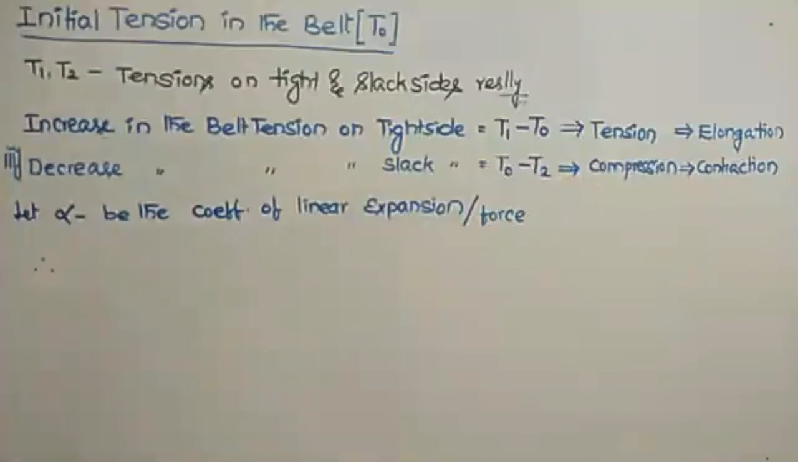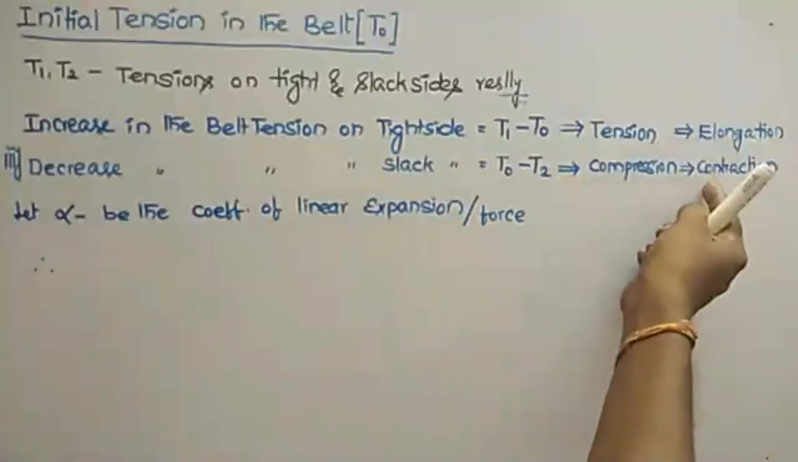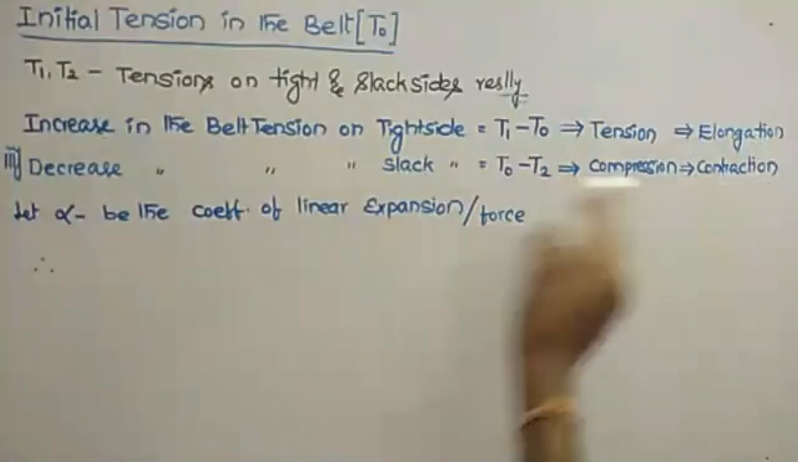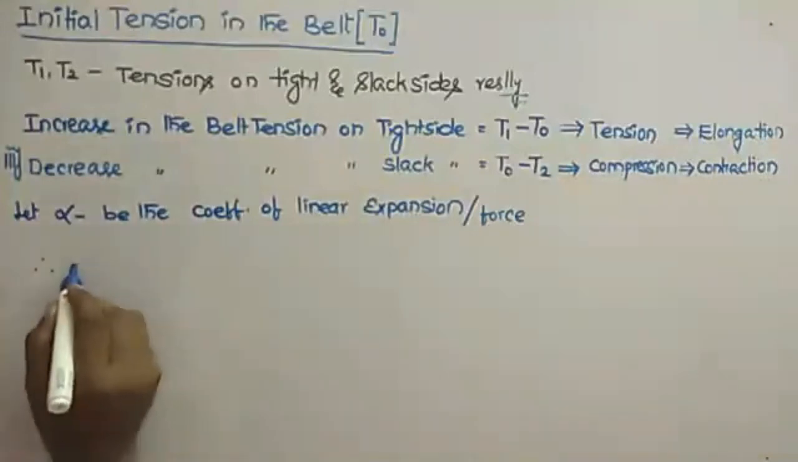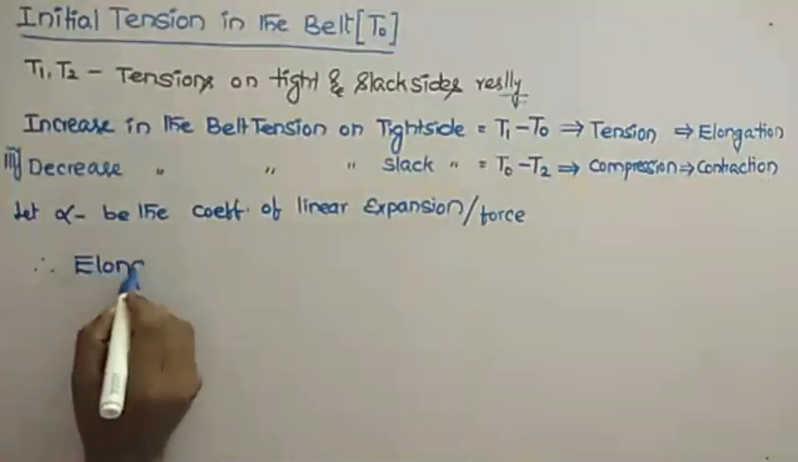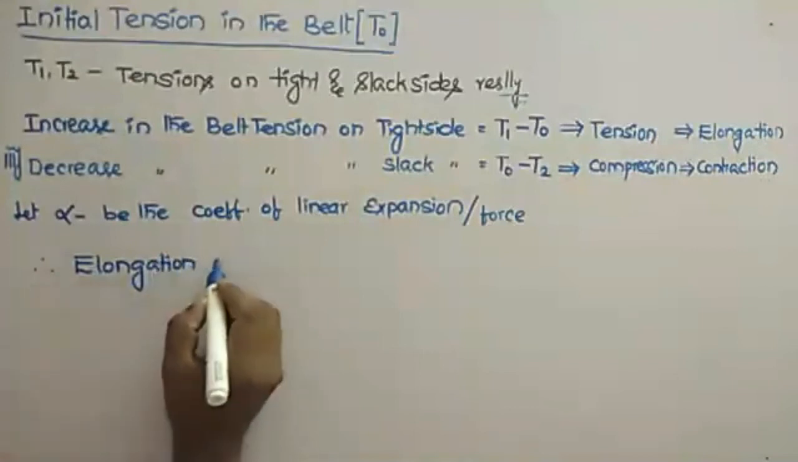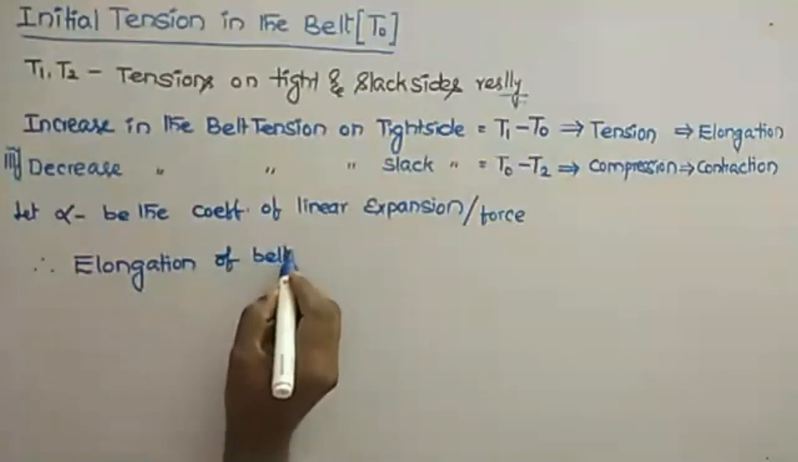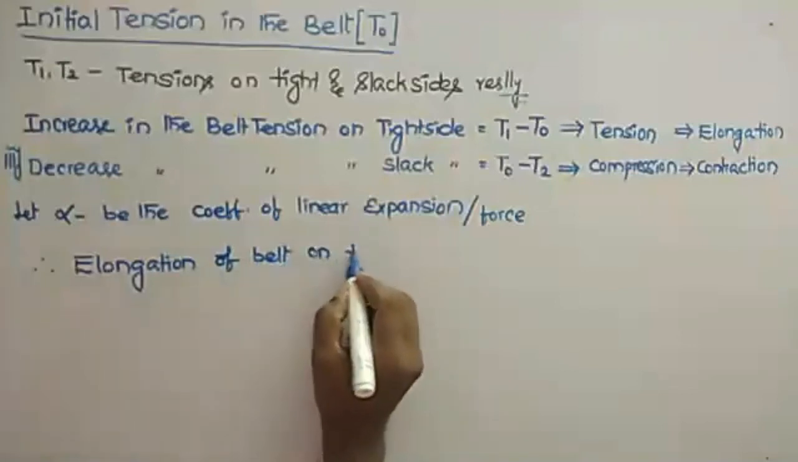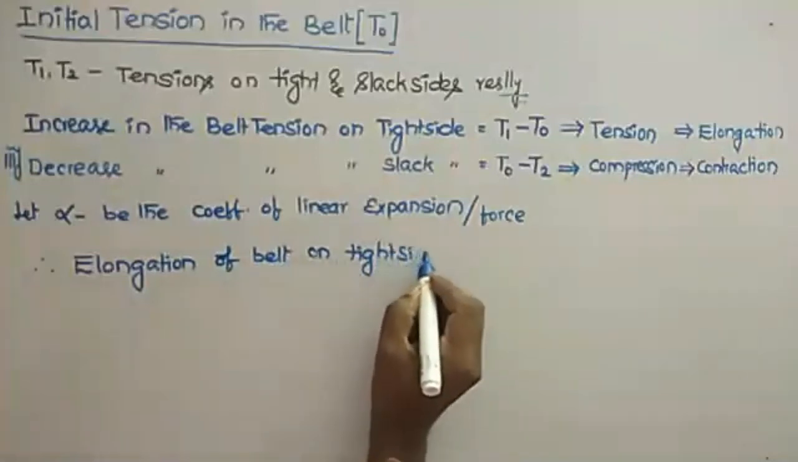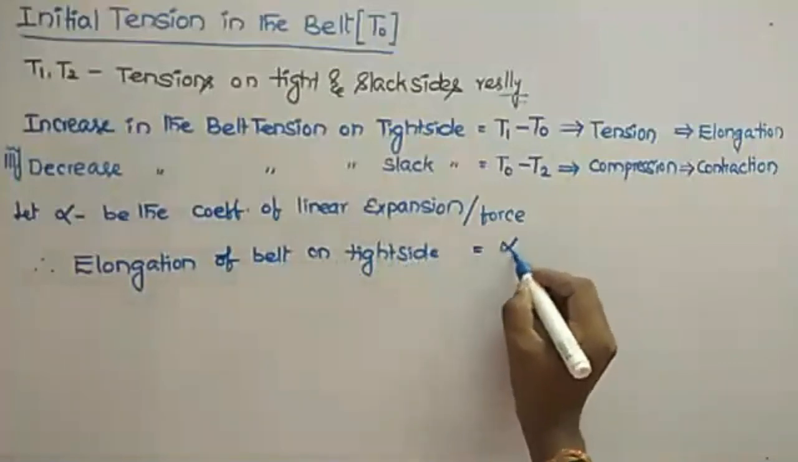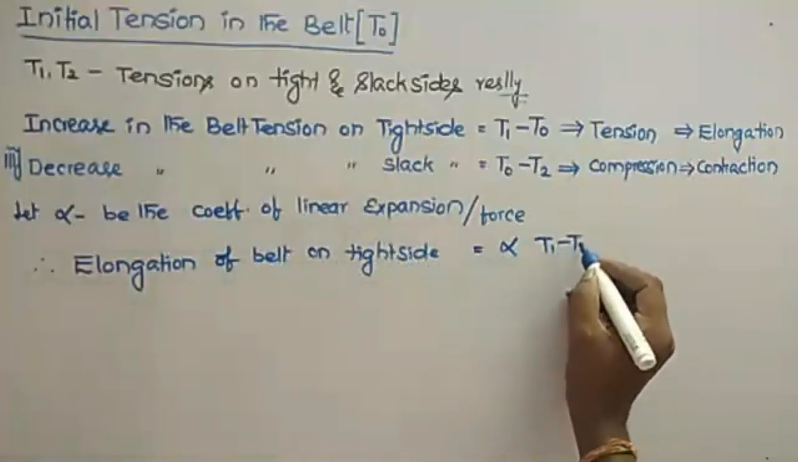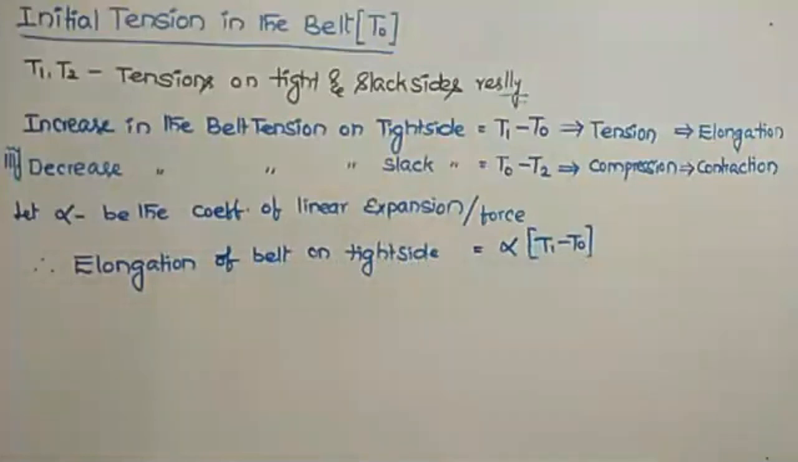Okay, but the length of the belt must be constant. That means the elongation on tight side should be equal to the contraction on slack side. Then only the belt length remains same. Okay, so therefore the elongation of belt on tight side is equal to alpha into, what is the force on the tight side? Increase in the force is T1 minus T0.